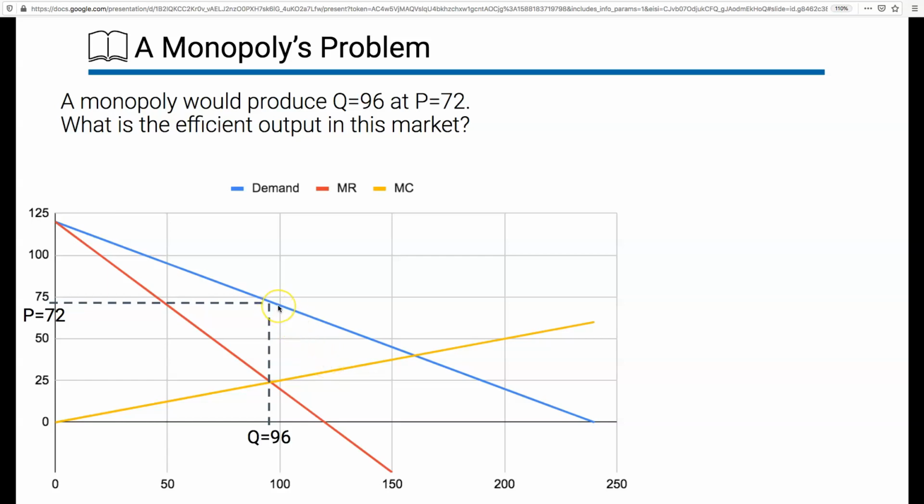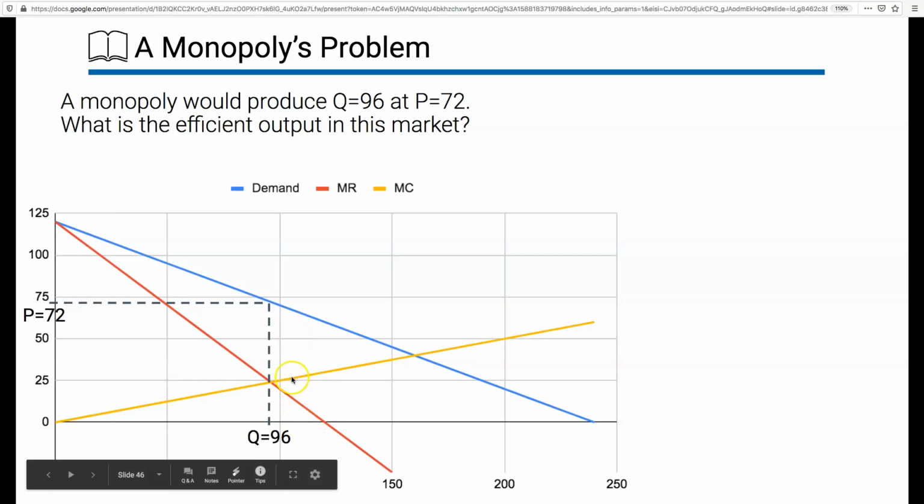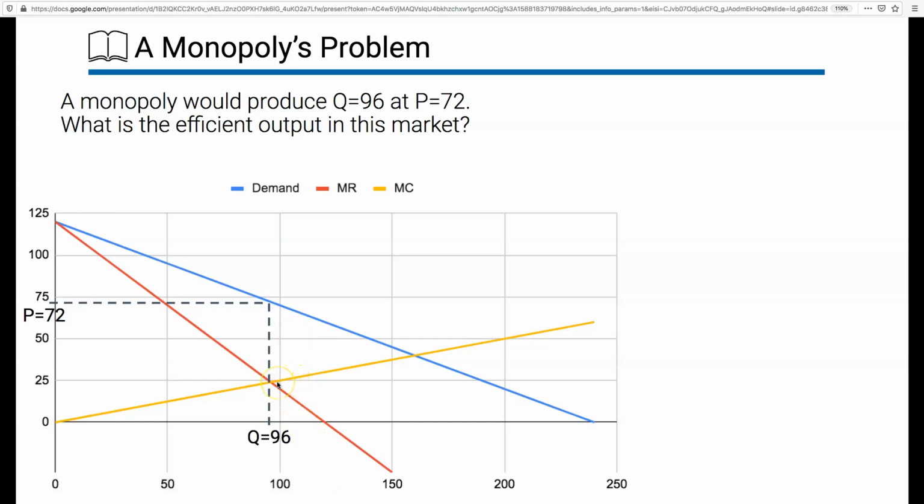Consumers are willing to pay just under 72 for the 97th unit, so in an efficient outcome, it should be produced. They would be willing to pay something like 69 or 68 for the 98th unit, and it will cost just under $25 to produce 98 units, so the 98th unit should be produced. And so we should be increasing production for the efficient outcome all the way until the willingness to pay, which stays on the blue line, meets the willingness to produce, which stays on the yellow line. And so the intersection of the two will give us the efficient output.